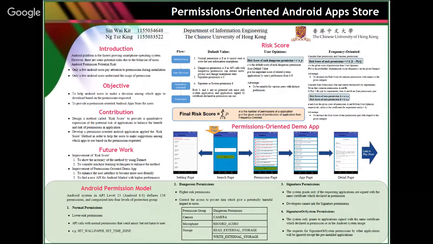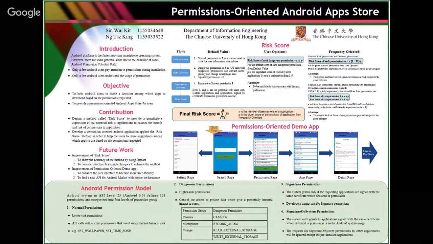It consists of 2 parts: improvement of the risk score and improvement of the demo app. About the improvement of the risk score, I will show the accuracy of the method using a dataset. The dataset contains some malicious applications and secure applications, to show their risk scores and analyze the result. Moreover, we consider a machine learning method to enhance the default score using a feature vector.